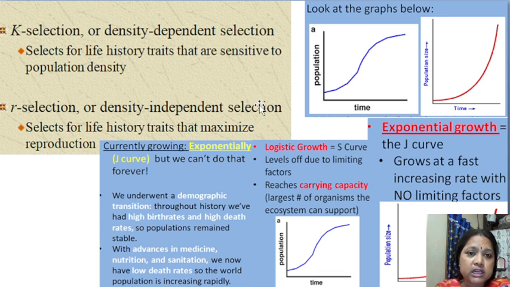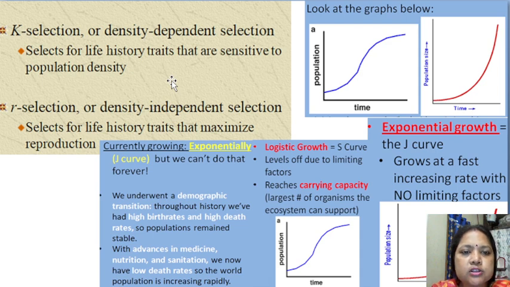One is your K selection, another is R selection. So what is K selection, what is R selection? As it is a compulsory subject, you need not be worried about it in detail, but you at least should learn some fundamentals, that is, what K and R type of selection are.